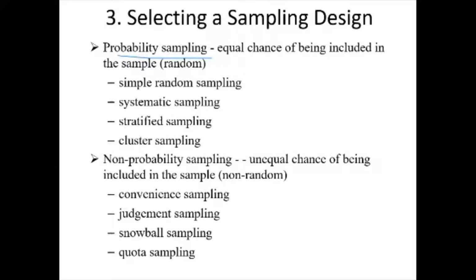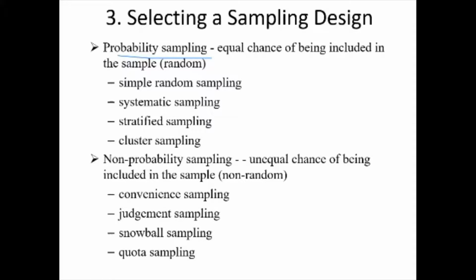Probability sampling means every unit in the population gets an equal chance to be included in the sample. For example, if the population is 1 lakh, in probability sampling every unit in the population, that means all 1 lakh respondents, get an equal chance of being selected in the sample. But in non-probability sampling, there is no such chance of being included in the sample.